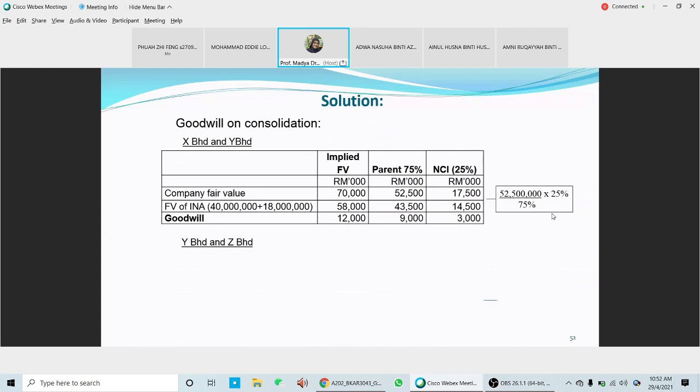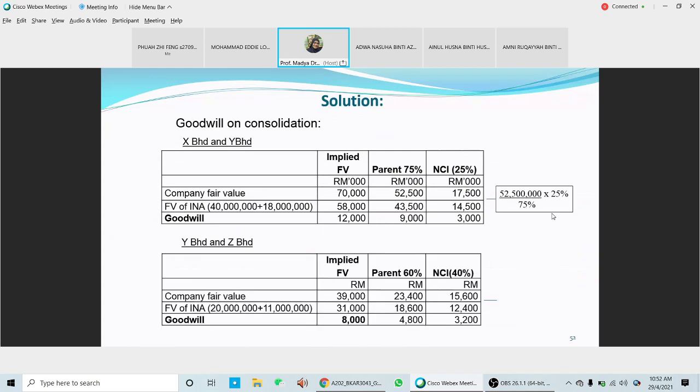Okay, so we need to calculate the goodwill for consideration. The goodwill here, we already calculated the company value, 70. Then net asset here, the share capital is 80 and then RE here is 18, so we're going to have 58. So goodwill 12. From 12 here, 75% to parent and 25% to the NCI. So we're going to have 9 and 3 here. You just prepare like this one: calculate the value of net asset and then find the goodwill there.